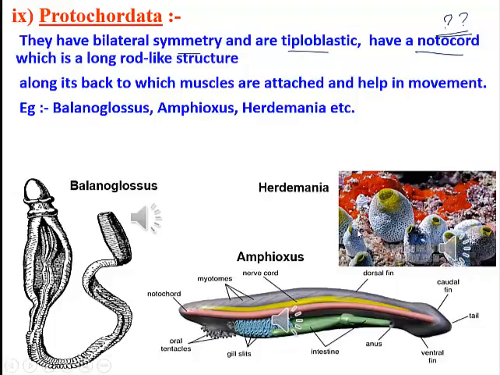Don't worry about that. So these are the examples of protochordates, and Balanoglossus is an amazing organism which can easily move in water. Just imagine one part of the body has a notochord, another part is free, like an earthworm, but it can still make movements. I think it's the end of the non-vertebrates.